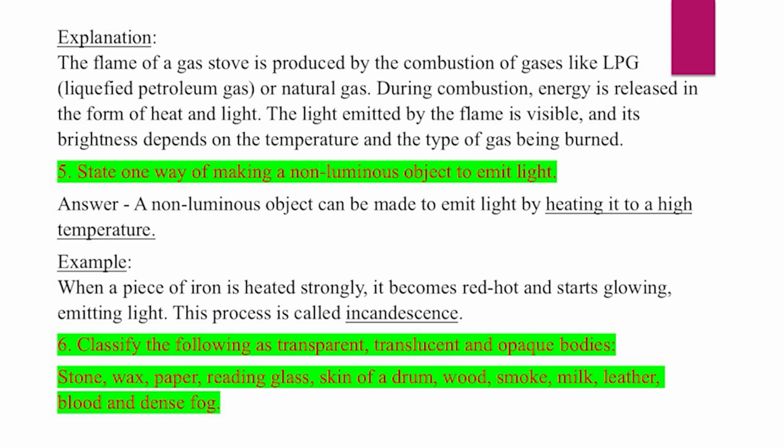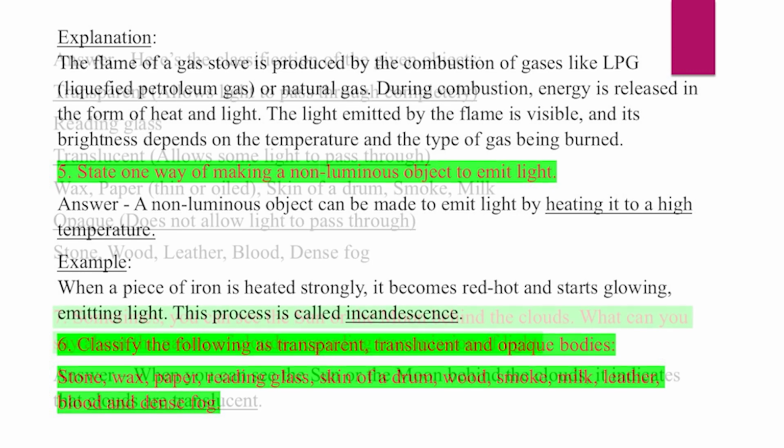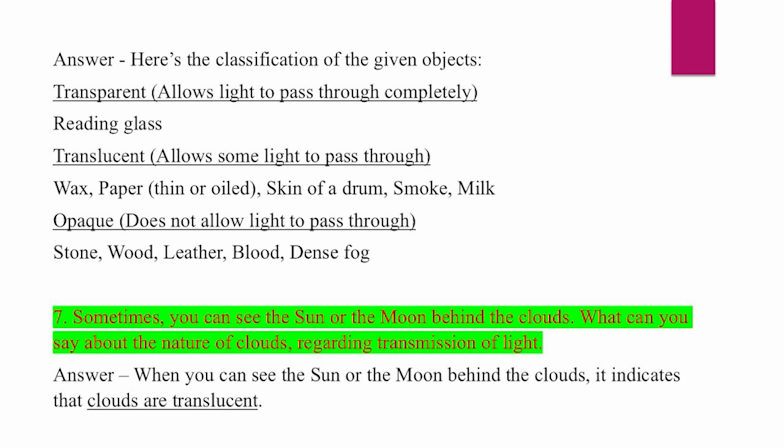6. Classify the following as transparent, translucent and opaque bodies: stone, wax, paper, reading glass, skin of a drum, wood, smoke, milk, leather, blood and dense fog. Answer: here's the classification of the given objects. Transparent allows light to pass through completely: reading glass. Translucent allows some light to pass through: wax, paper, thin or oiled, skin of a drum, smoke, milk. Opaque does not allow light to pass through: stone, wood, leather, blood, dense fog.